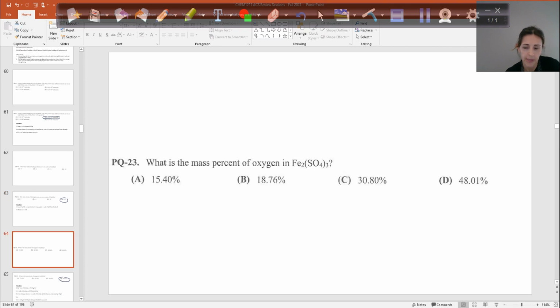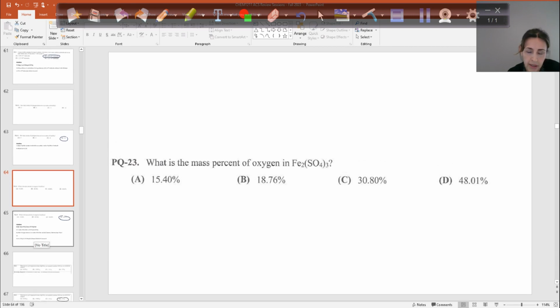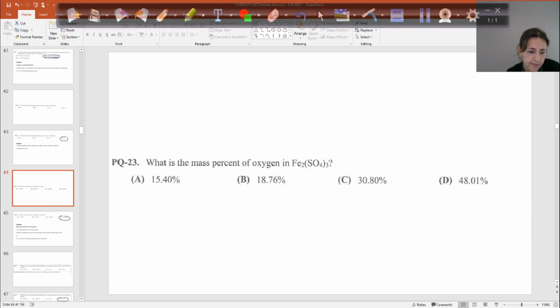Let's see, I wanted to get to some stoichiometry because you want to do stoichiometry, right? Let's see if I can get to some stoichiometry. Mass percent, did we have any mass percent? Maybe we can do this mass percent. What is the mass percent of oxygen in iron sulfate? Which iron is that? Iron 3 or iron 2? Is it iron 2?